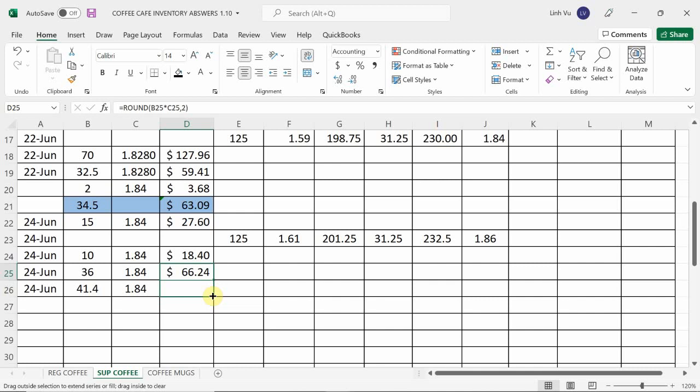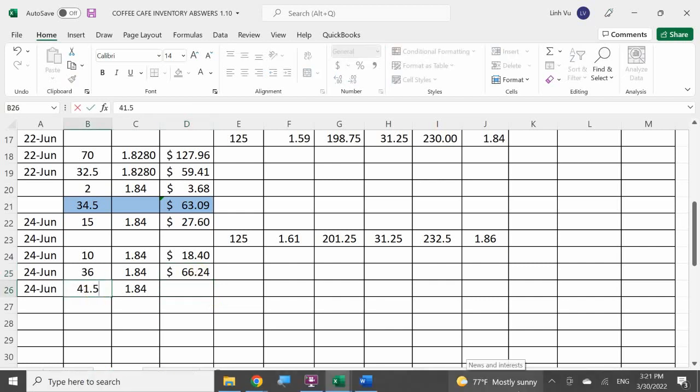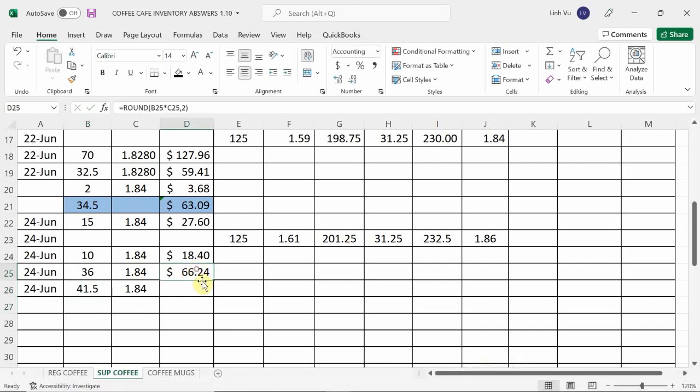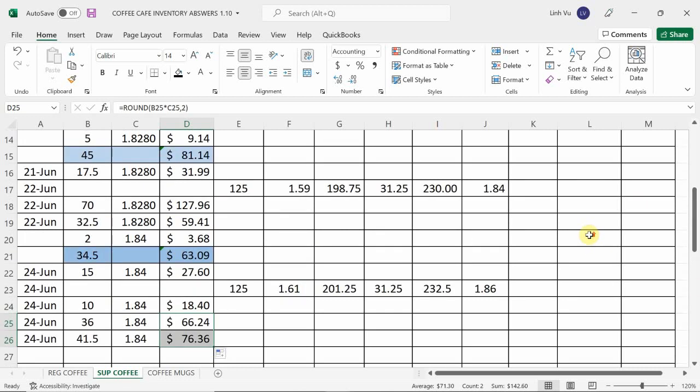You put 41.4, not and a half. Okay. What? Okay, so I got 67.30. Sorry, 76.36. Is that what you got? Yeah. Okay, but 76.36. So let's go ahead and update our inventory.